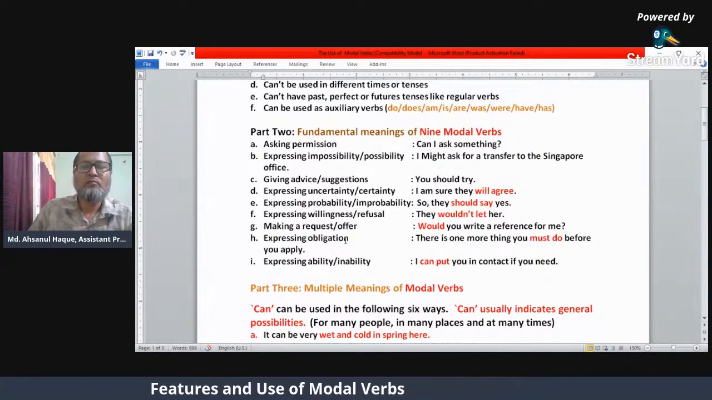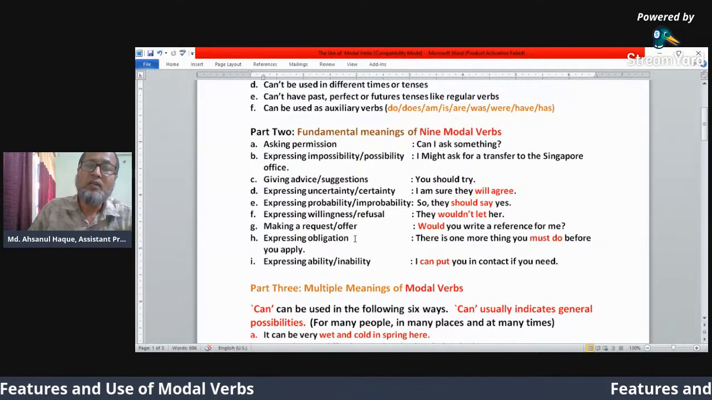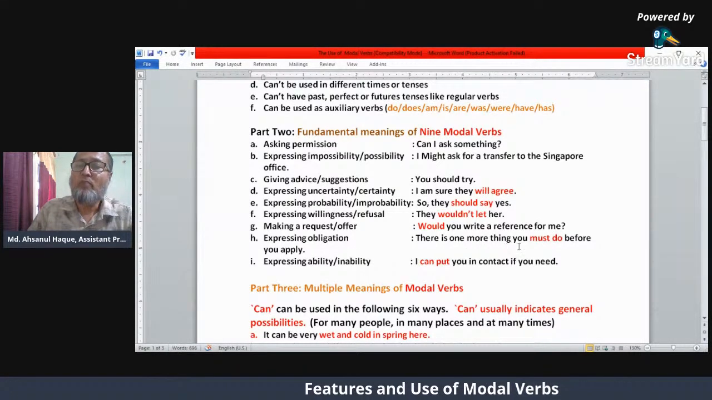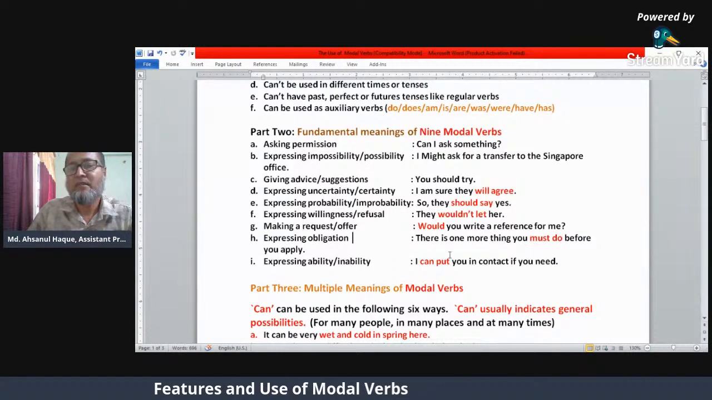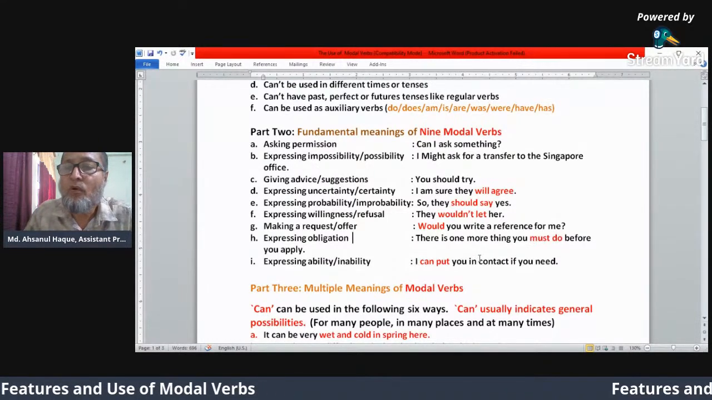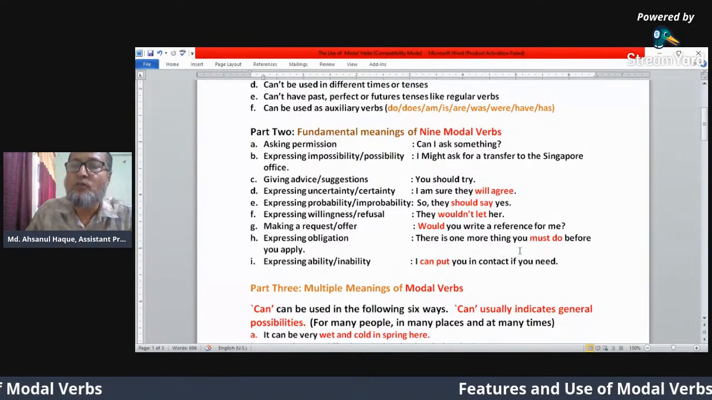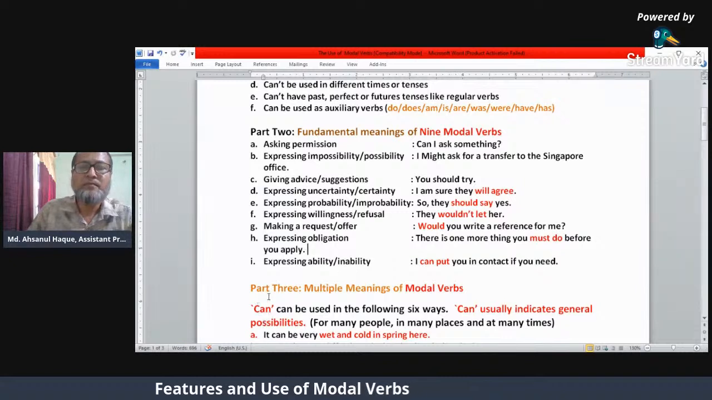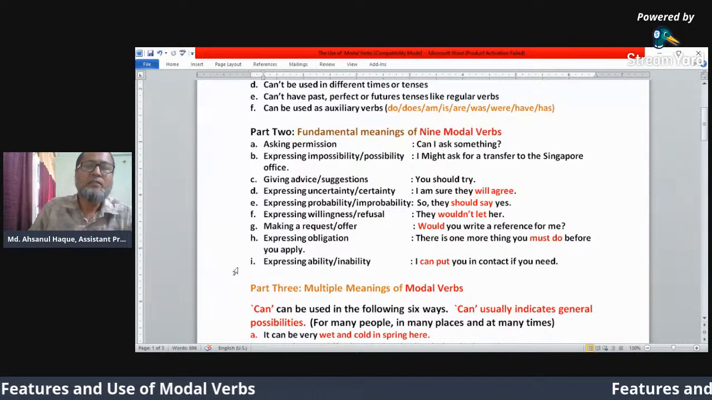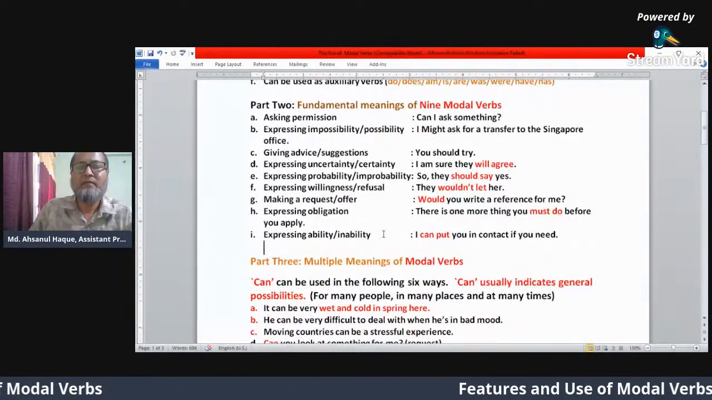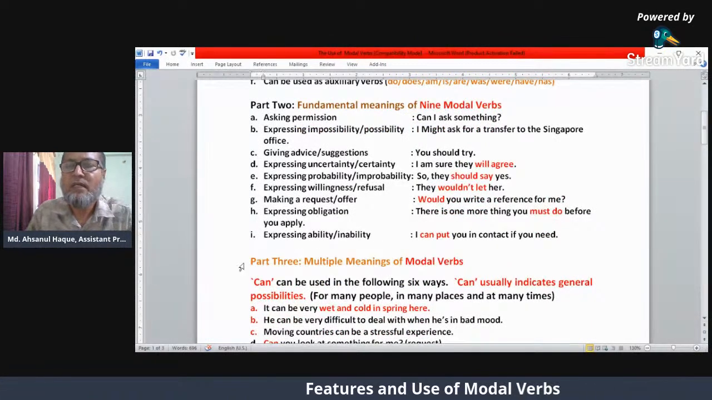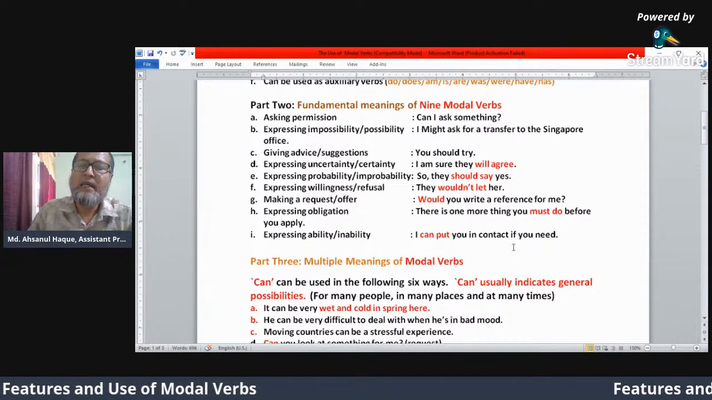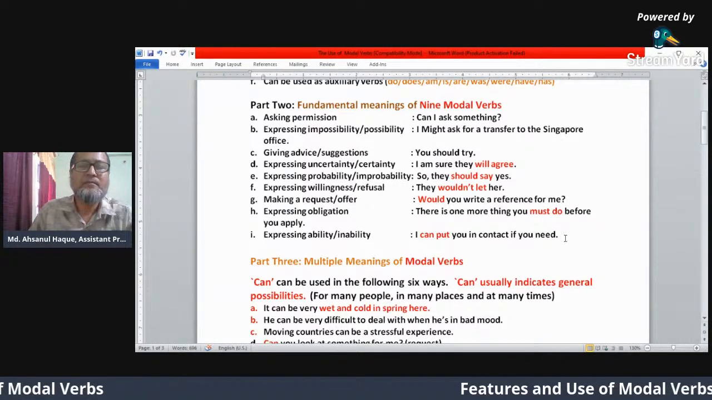Expressing obligation. That means one cannot but do it. There is one more thing you must do before you apply. Expressing ability or inability. I can put you in contact if you need.